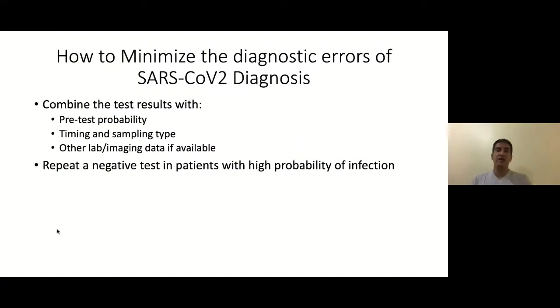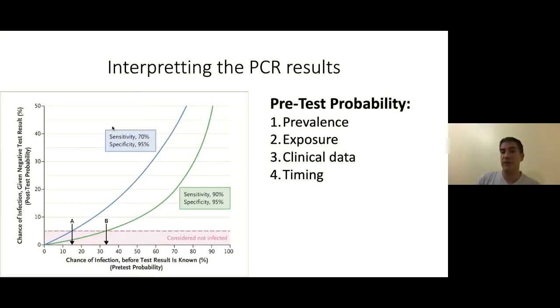So how can you minimize the diagnostic errors of the SARS-CoV-2 test? I think the single most important is to use your pre-test probability. What do I mean by that? Pre-test probability depends on the prevalence, exposure, clinical data, and the timing. If you look at this graph, the green line is for a test with a sensitivity of 90%. Forget about that, because our PCR test is 70%. So let's focus on the blue line.